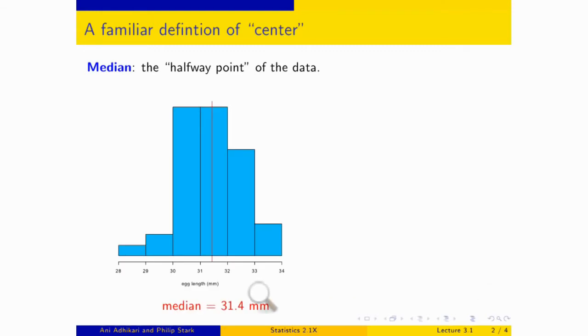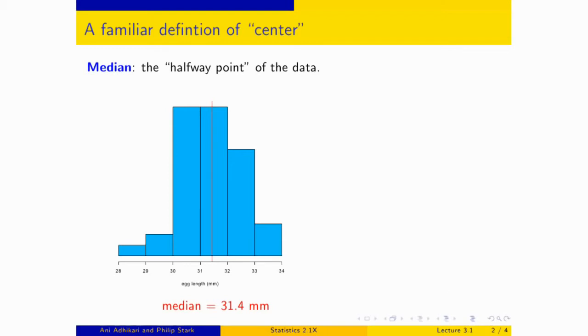So here's a histogram again with this red line is the median, happens to be 31.4 millimeters, and that's not very surprising. It certainly visually seems believable that the area to the left of the red line is equal to the area to the right of the red line. So the median is a commonly used measure of location.